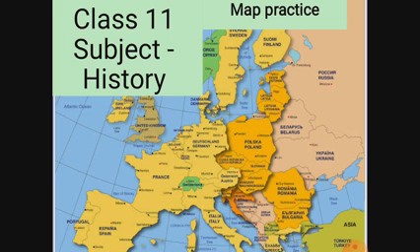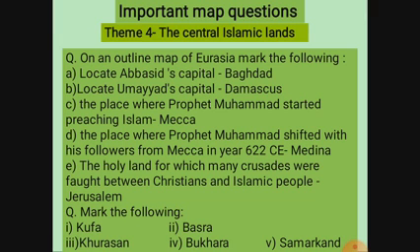In class 11th, the map question generally comes of 5 marks, and in this video I'm covering 4 chapters, 4 different themes, and the maps of these 4 themes. So let's start. First theme which I have taken is theme 4, that is the Central Islamic lands.